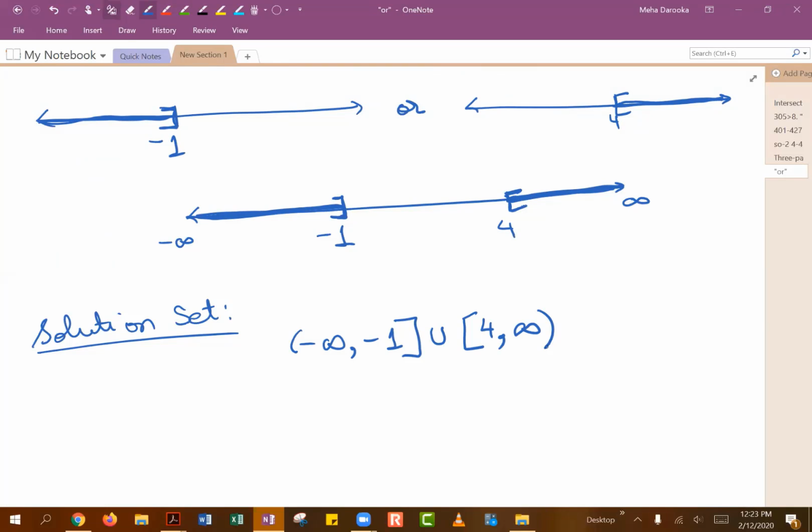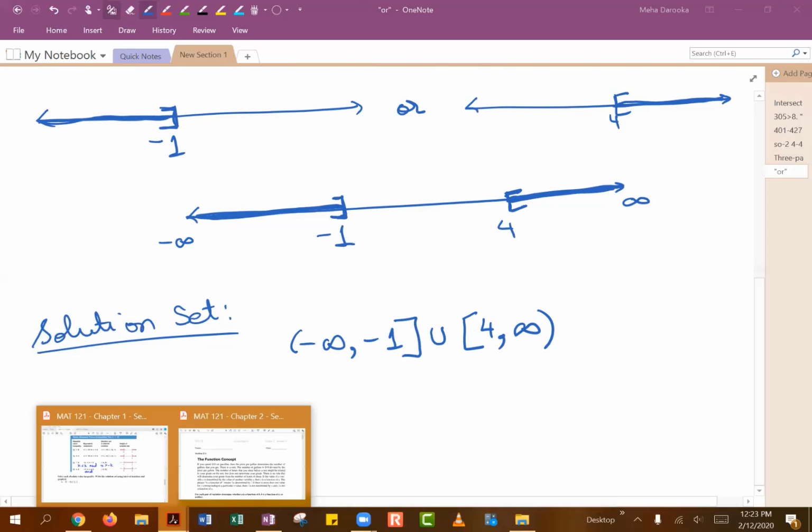And like I said, since these are two completely separate sections, we have to use the union symbol to say, okay, they are both part of the solution set. So that's what that union basically does for us. Very good.